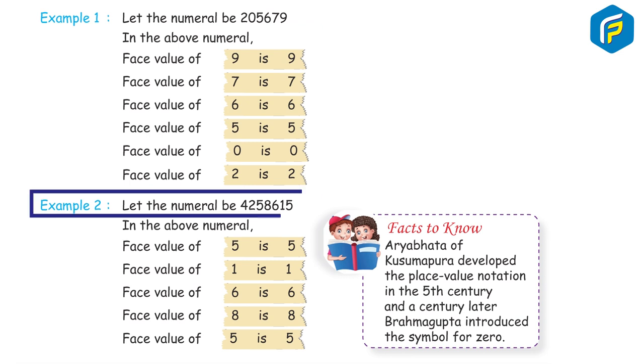Example 2. Let the numeral be 42,58,615.